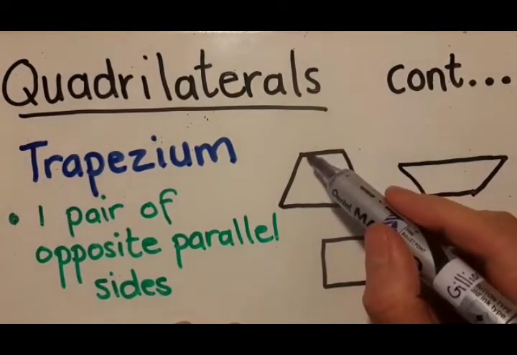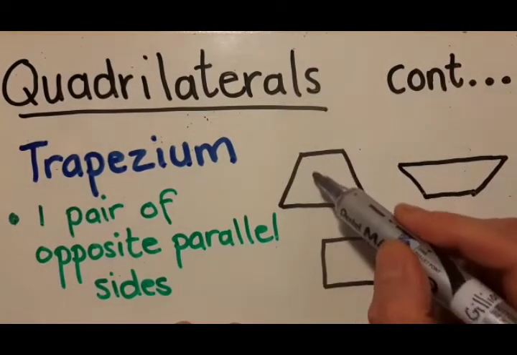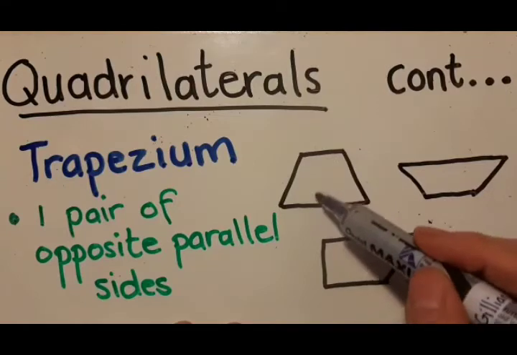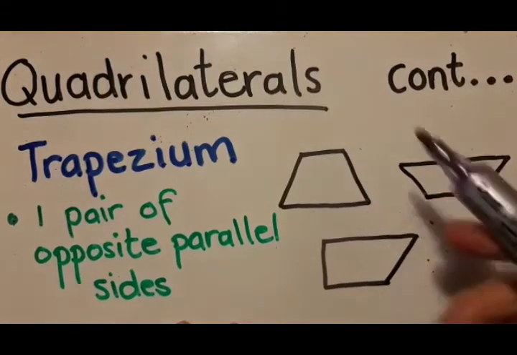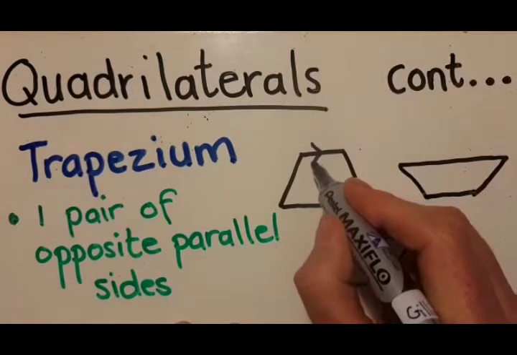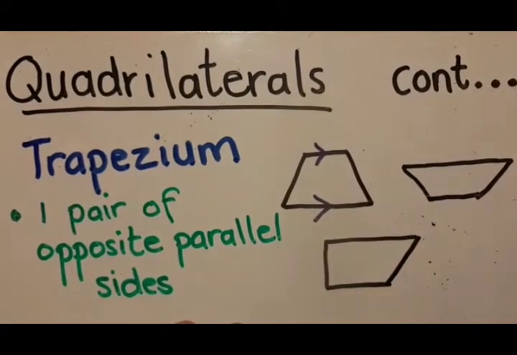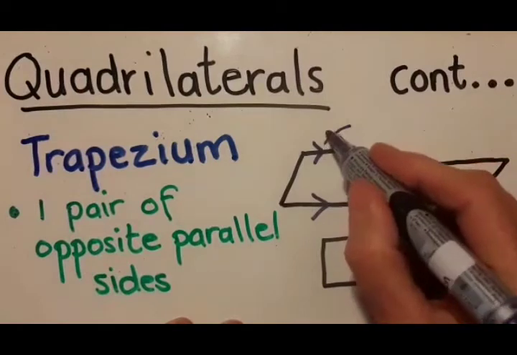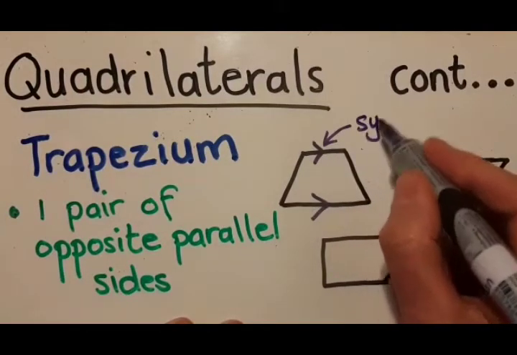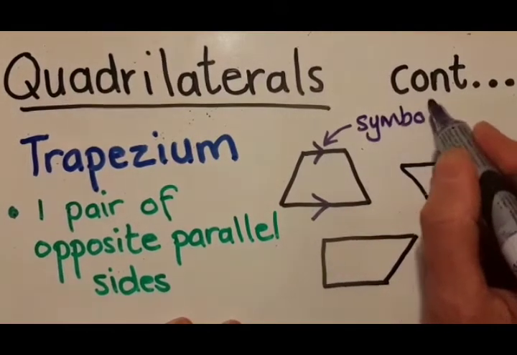However, this line and this line, the top line and the bottom line, are an equal distance away from each other. So the top line and the bottom line are parallel to one another. This is the symbol for parallel. It is an arrow.